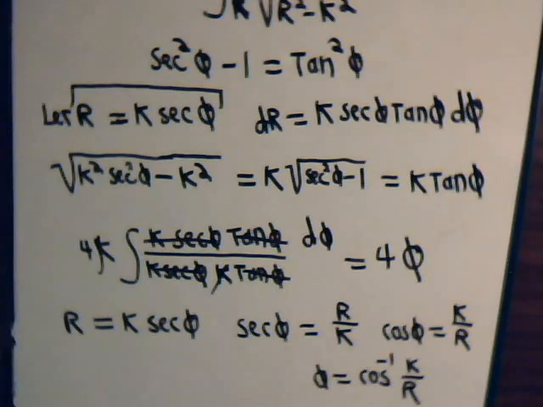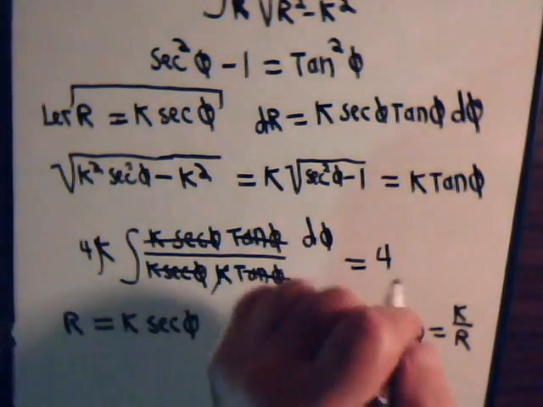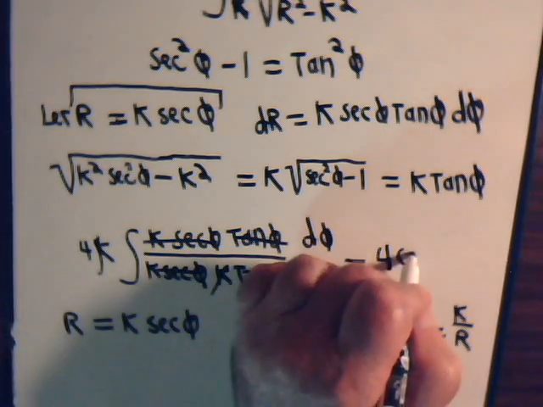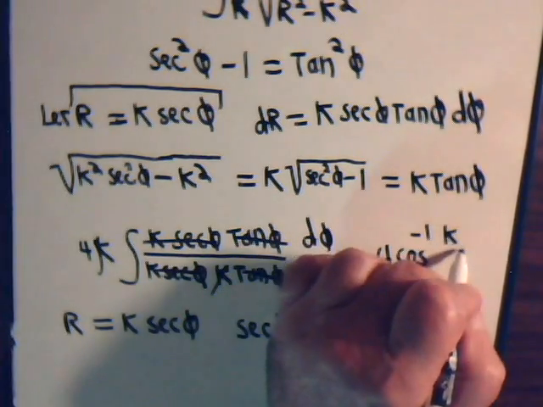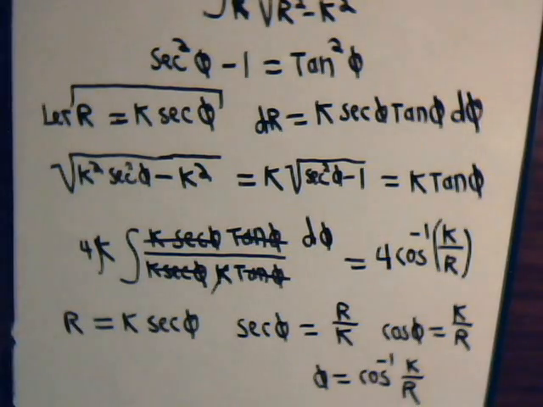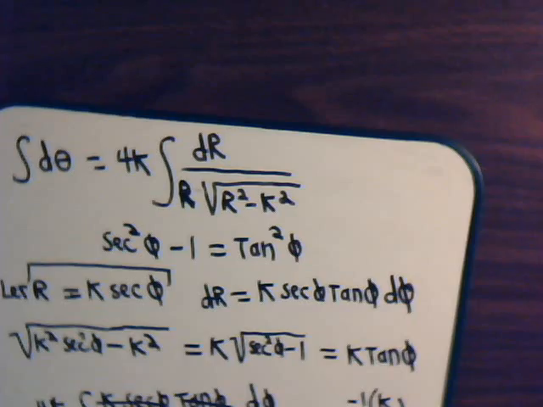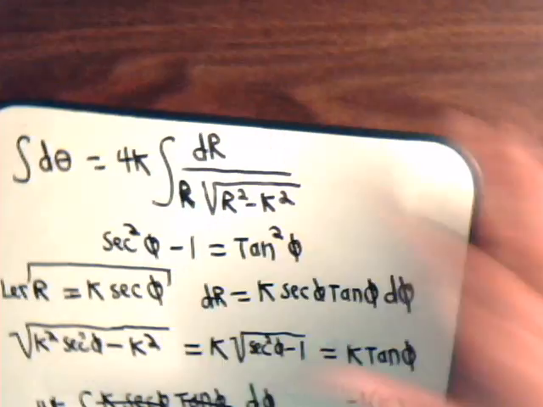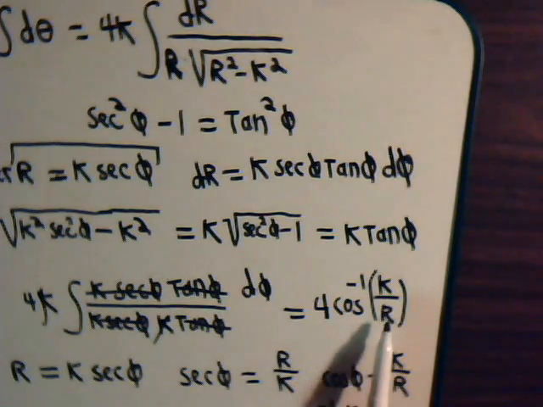So let's write that in right here. 4 times the inverse cosine of k divided by r. Okay, so this integral here is this expression, 4 times the inverse cosine of k over r, and we're going to have an arbitrary constant of integration. We'll deal with that in just a second.